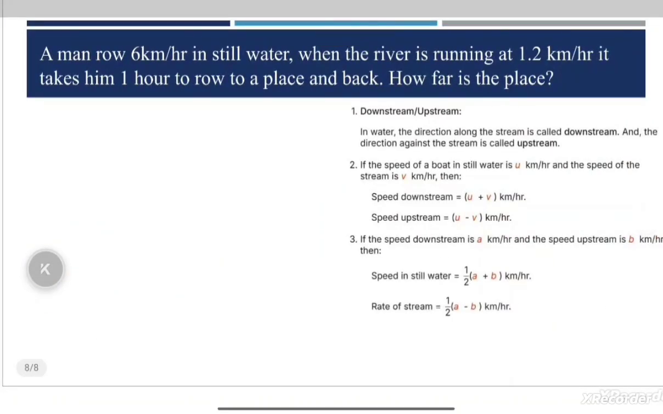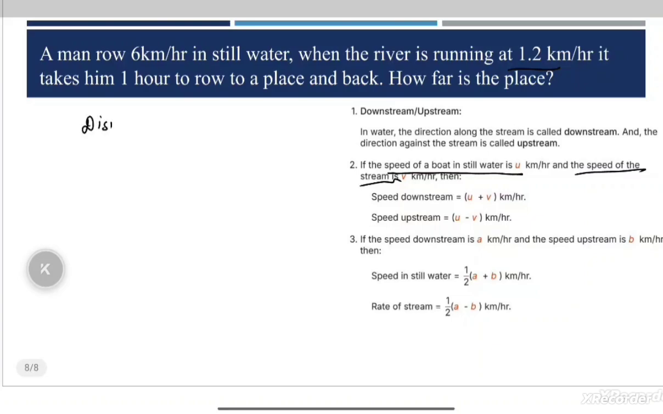Okay, the next question. A man rows 6 km per hour in still water. When the river is running at 1.2 km per hour, it takes him 1 hour to row to a place and back. How far is the place? So the speed in still water is given as 6, and the speed of the stream is given as 1.2. You are also given the time: it takes him 1 hour to row to a place and back. You are asked to find the distance.